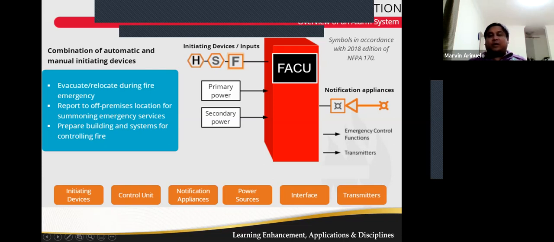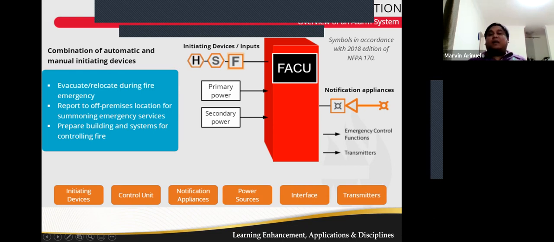Normally to evacuate the facility or premises. In the image, the circuit on the right is a combination of audible and visual appliance. An audible or visual appliance is a symbol from NFPA 170, if you see symbols in accordance with the 2018 edition of NFPA 170.